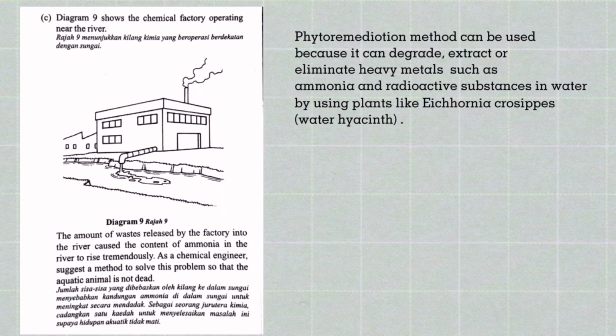Last but not least, for question C, diagram 9 shows a chemical factory operating near the river. The amount of waste released by the factory into the river caused the content of ammonia in the river to rise tremendously. As a chemical engineer, suggest a method to solve this problem so that the aquatic animals do not die. The answer is the phytoremediation method can be used because it can degrade, extract or eliminate heavy metals such as ammonia and radioactive substances in water by using plants like Eichhornia crassipes. So that's all for the questions.